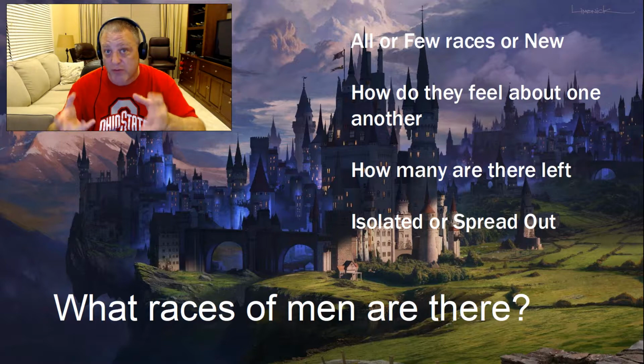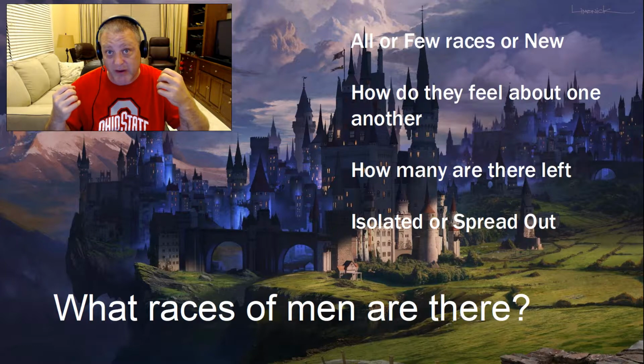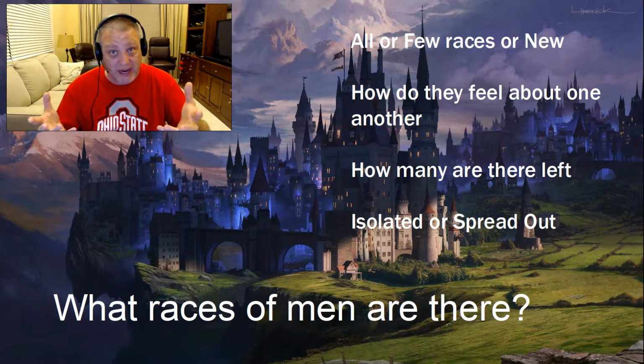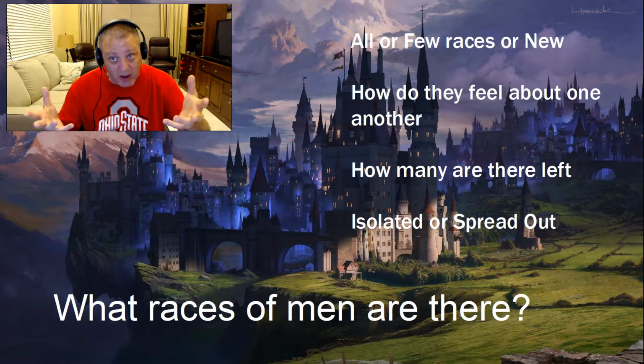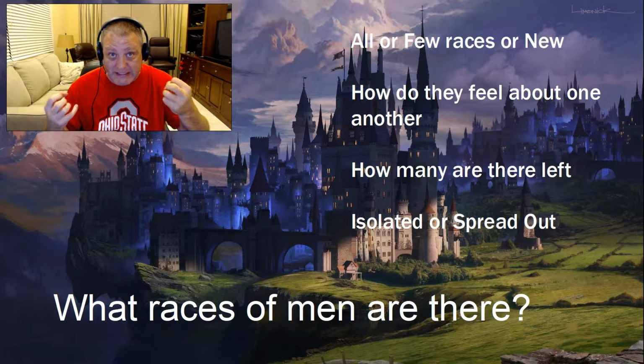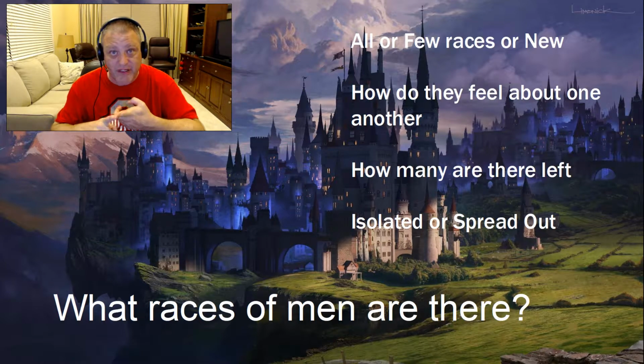And again, this can all be based upon some of the previous questions you've asked yourself. If you have a world that is dominated by dragons that are evil, then probably your few races of men are going to try to bond together and help one another out. How many are there left? Like I said, maybe there's only just a few elves left in this world. Just 10 or 12 elves. That's all that's left. And obviously, are the races spread out or are they isolated?